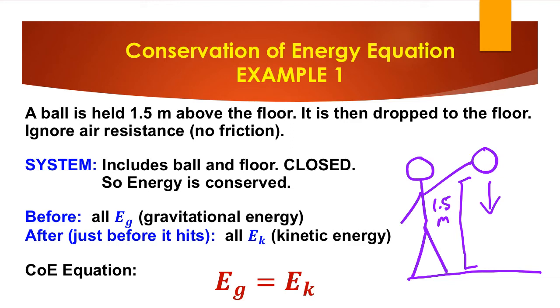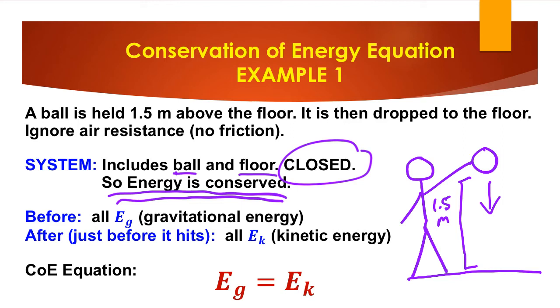What I would say here is that my system would include the ball and the floor. I don't have to think about air because I'm ignoring the effects of air in this situation. And that means that there's no energy coming in from anywhere. I'm not going to be losing any energy with heat and friction going off into the air, into the environment. And so I have a closed system. In a closed system, energy is conserved. And that means that the total amount of energy before I drop the ball is the same as the total amount of energy after I've dropped the ball at every point.